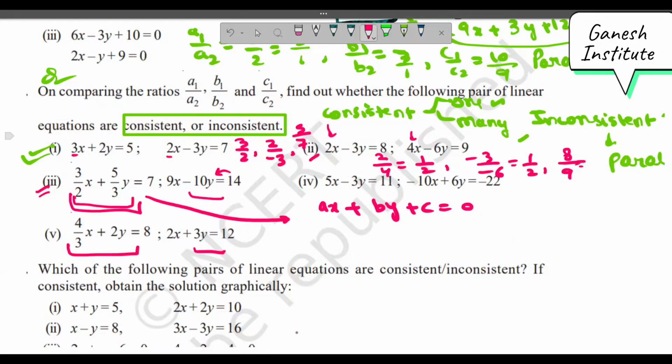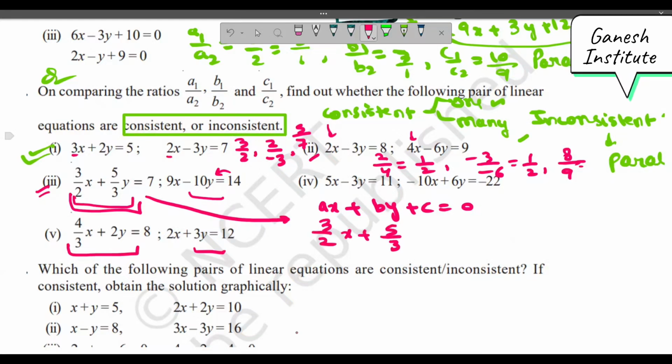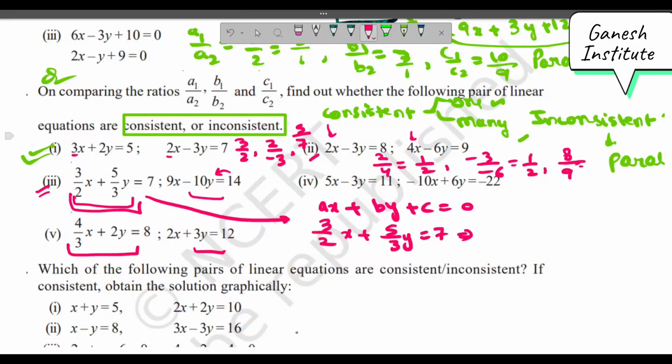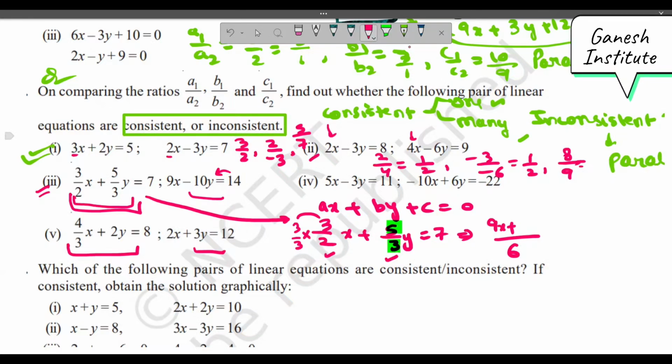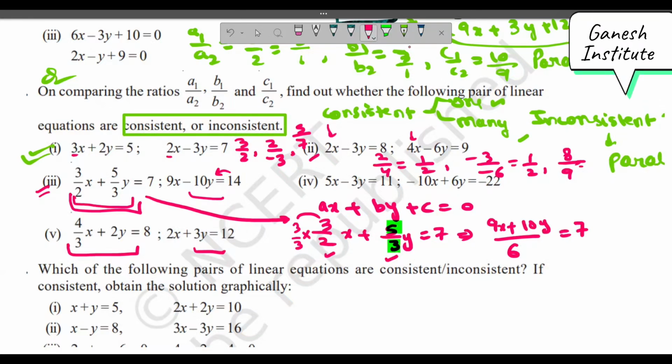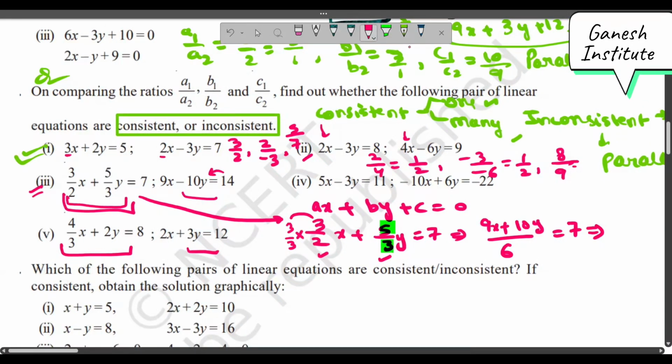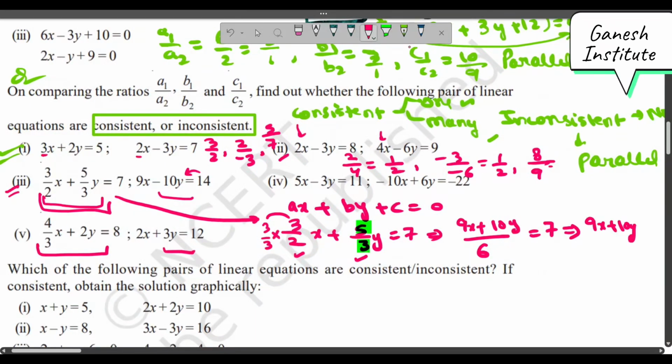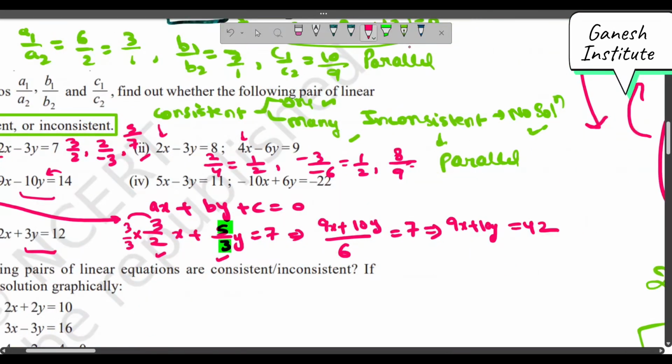This is inconsistent. So just to reiterate, you have 3 over 2x, 5 over 3y equals 7. If you take LCM, this is 2 and 3, that is 6. So you make this 6 by multiplying by 3, and this by multiplying with 2. So this becomes 3 3s are 9x, this becomes 5 2s are 10y equals 7. And then you take this 6 to the right hand side. This is what you got. Yes, great.